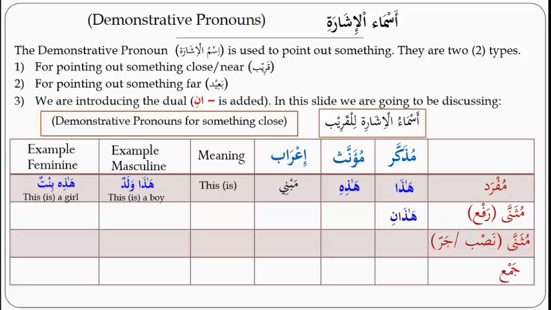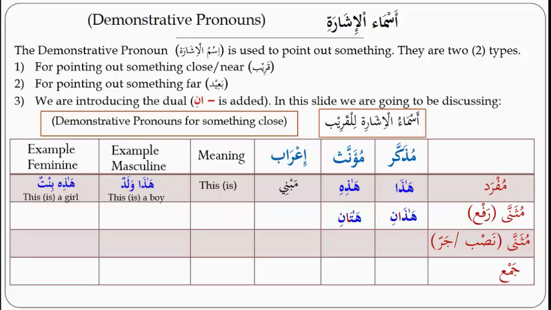Hadhani. And for the feminine, it is hatani. Alif is added, and it becomes hatani. Hadhani and hatani. The alif and noon is at the end of the word, as I said, that is added to give it its dual formation.